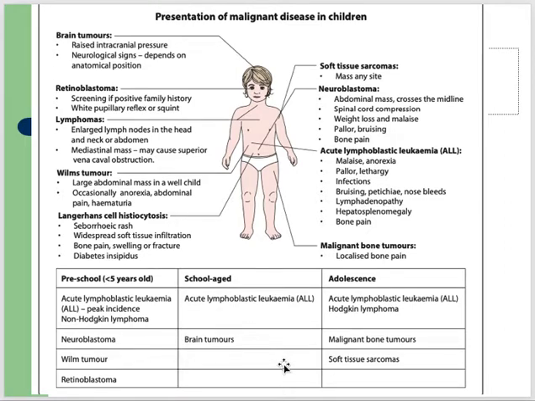Now you can see over here the presentation of cancers in children. By the way, brain tumors present with raised intracranial pressure and neurological signs, and in surgery there is a topic on brain tumors. I'm sure that one is done already, so in that one we study all the brain tumors in detail.